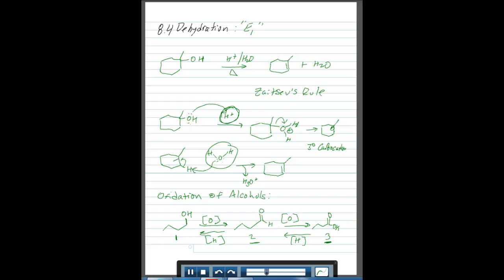Okay, so let's go on to oxidation. How do you oxidize? There are 4 oxidizing agents that we're going to look at. We're not really going to look at the structures of them per se. One is called PCC. It stands for pyridinium chlorochromate. You don't need to know that.